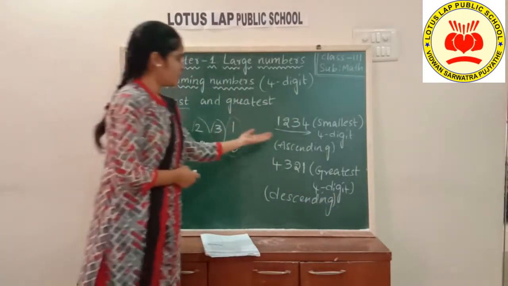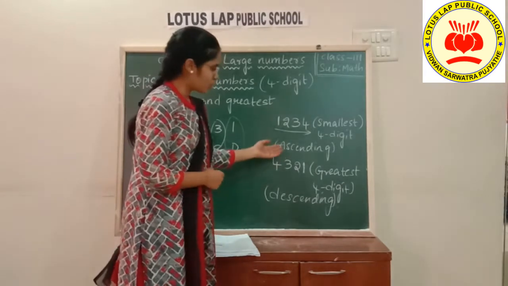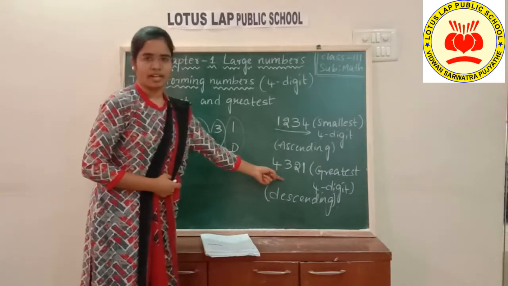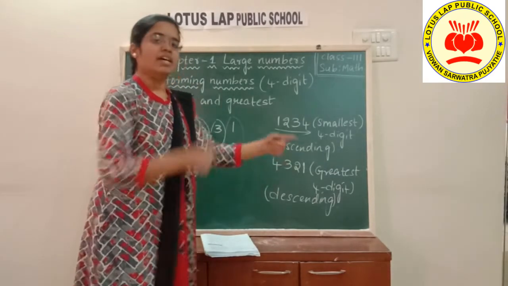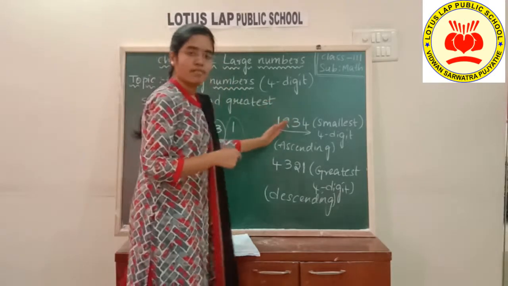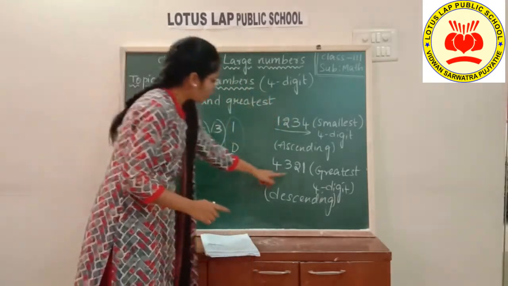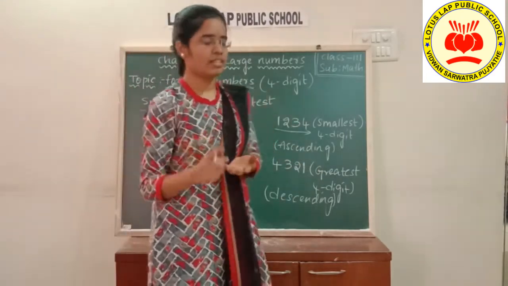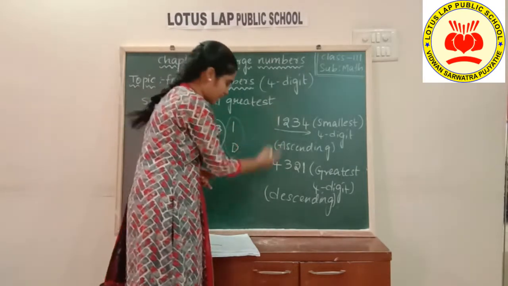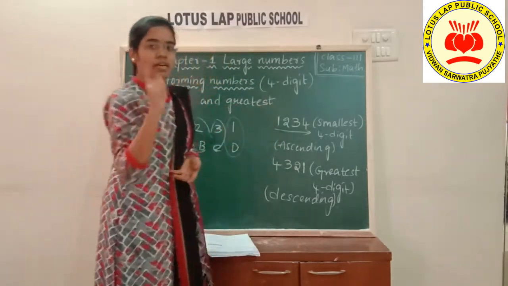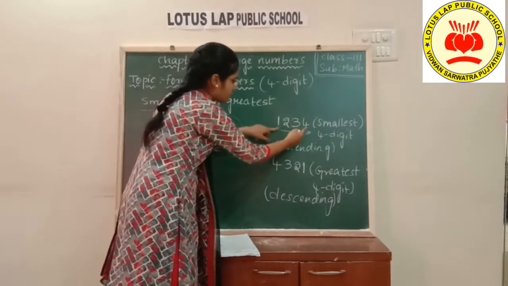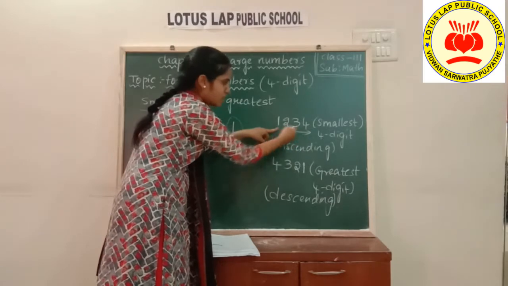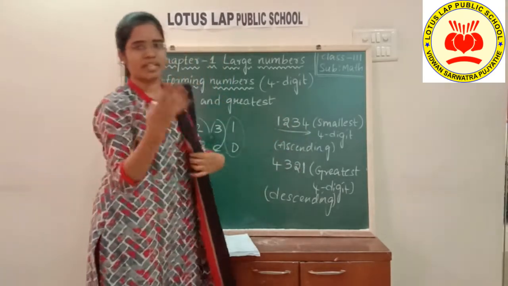So one thing you can observe here, children. What is common between ascending and descending order? If you reverse the ascending order, you get the descending order. When you find the smallest number, if you write the digits from last to first again, you are going to get the greatest. You don't need to search for the greatest separately. See, 4 first here, next 3, next 2, finally 1. If you write the numbers in reverse order, you get the greatest number.